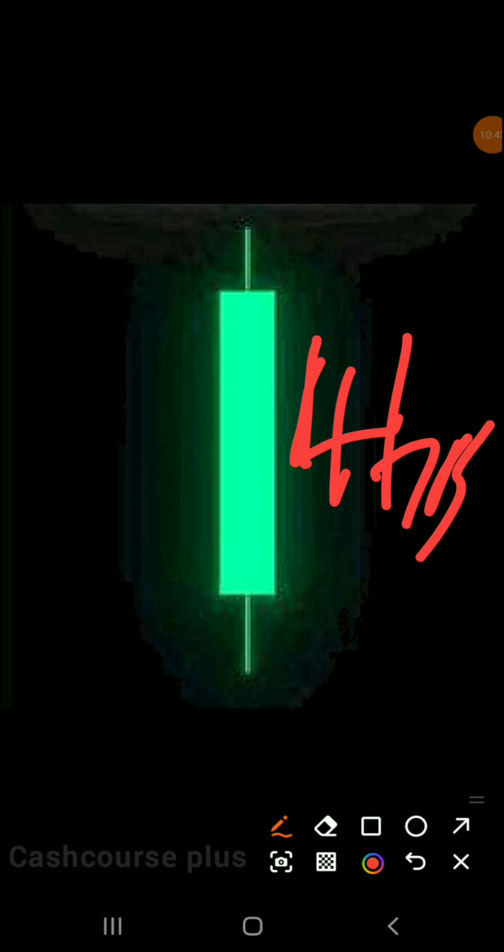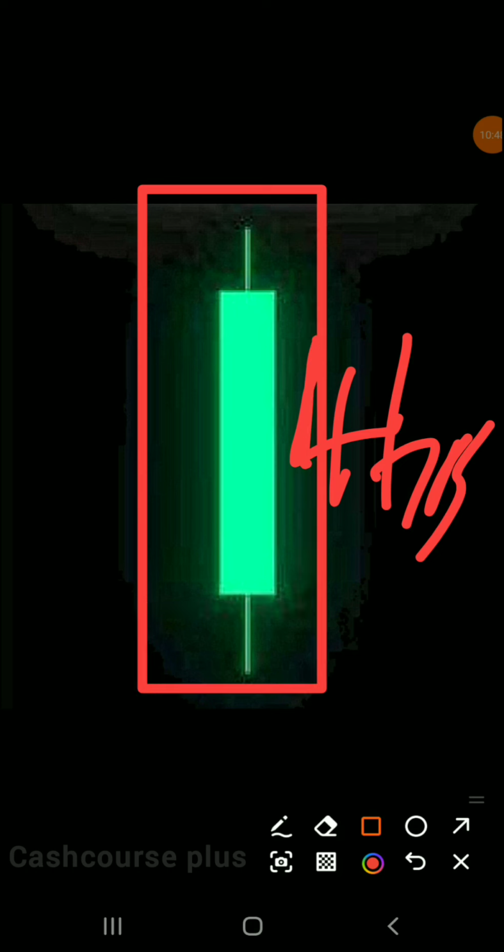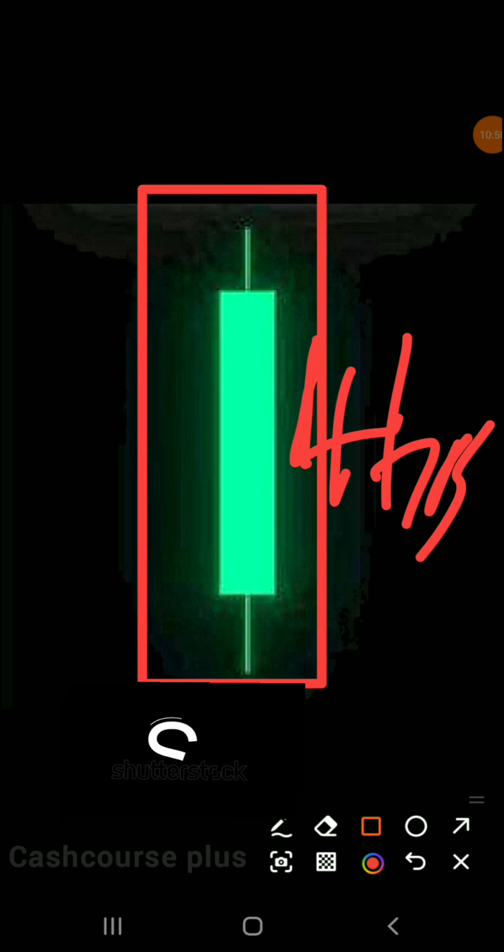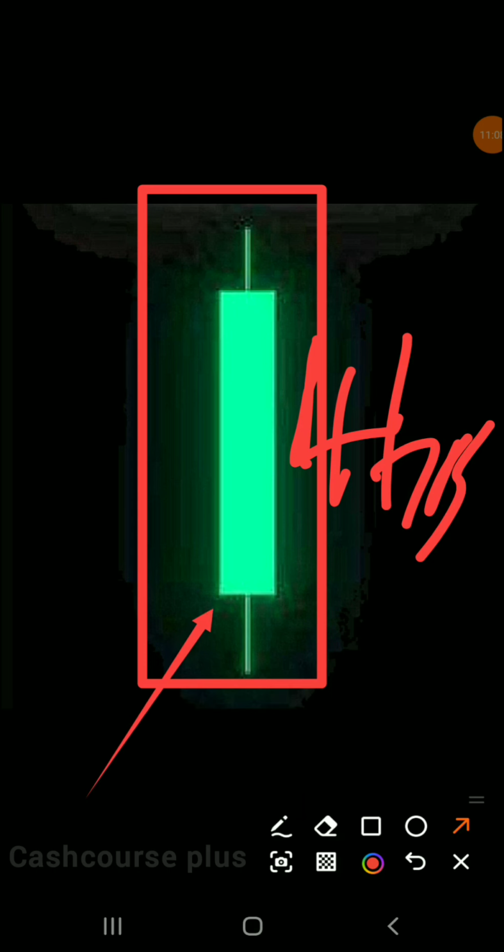So let's take, for instance, this 4-hour candle, right? This candle right here gives us a detail of what actually happened within 4 hours in the market, right? It's told us that the price of this asset within the last 4 hours was bullish. That is why the candlestick is green in color.